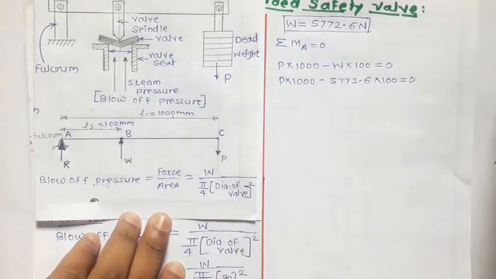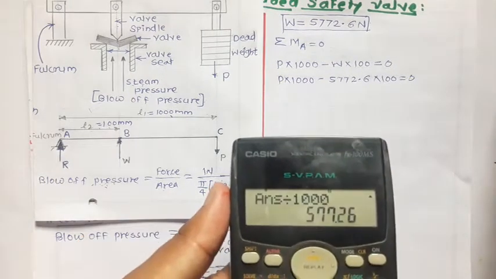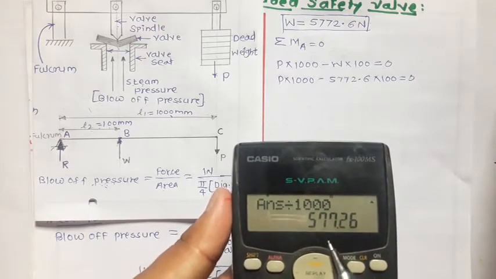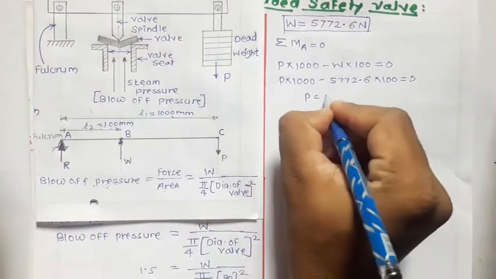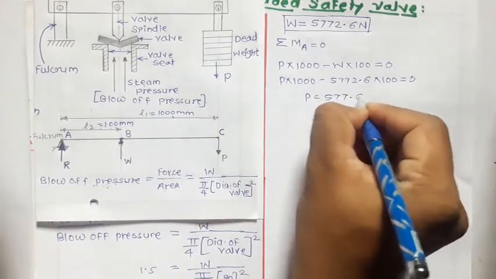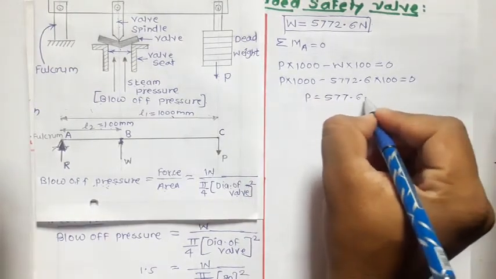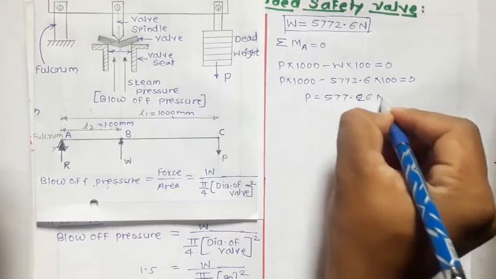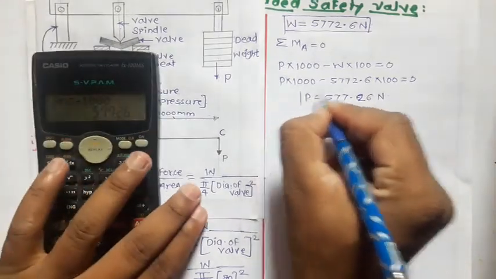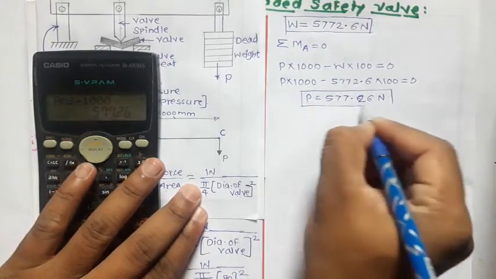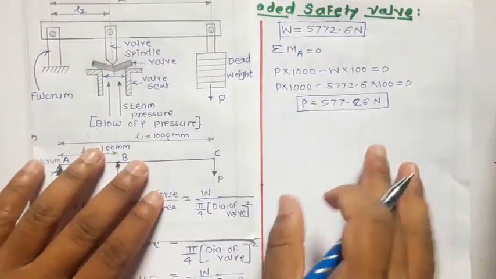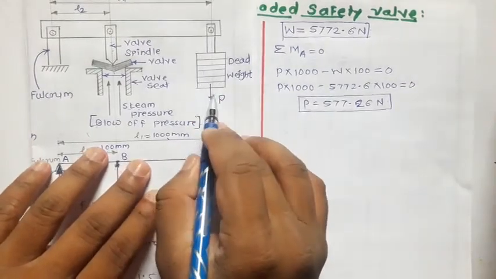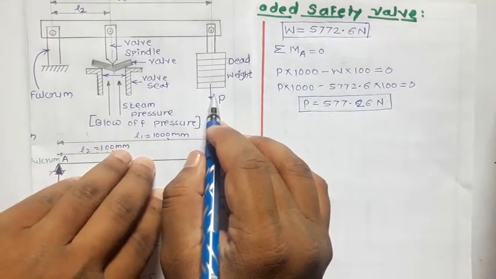Let us calculate this force P. If you calculate this, you will get the answer 577.26. So let us write this answer. P is equal to 577.26 Newton. Okay, so this is the force P acting at the end of lever. But if you look at this diagram, this force P is nothing but the force caused by dead weight, that is the amount of dead weight.